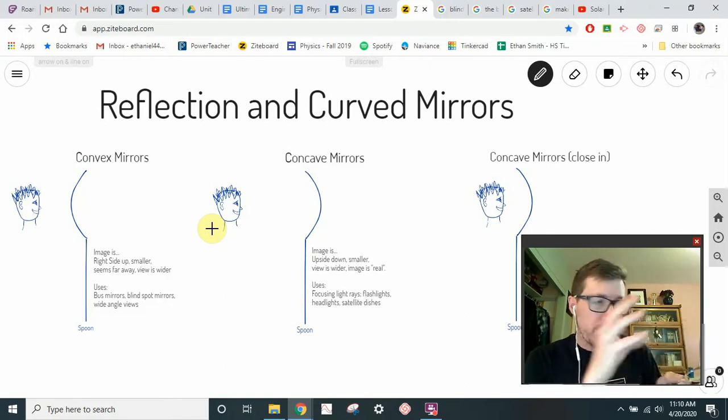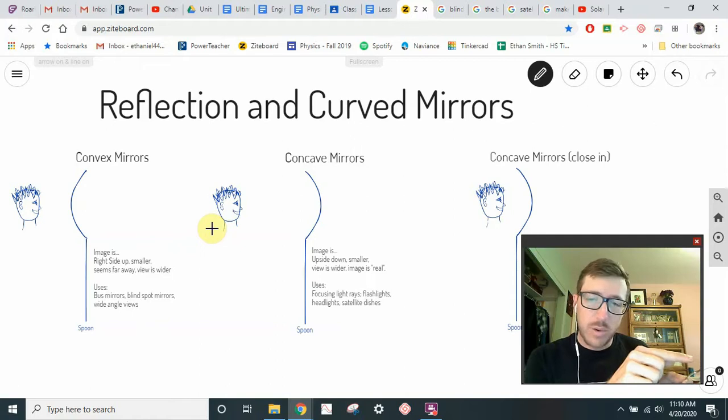There are actually light waves that are kind of meeting up. So there's a point where all these light waves coming from my forehead are coming together at a point in space in front of this spoon. So it's a real image. But you'll notice the image is upside down. It's a little smaller. The field of view is also wider. So it's kind of interesting there.